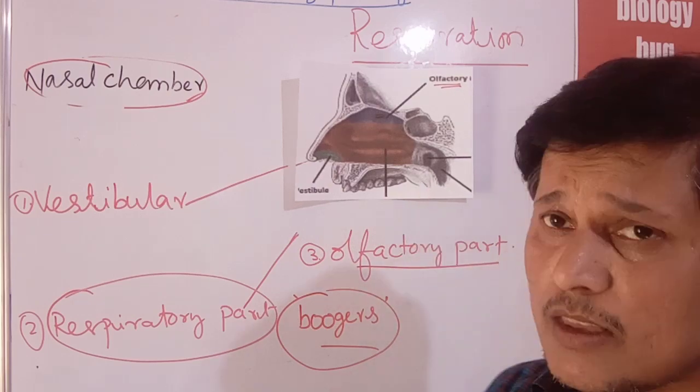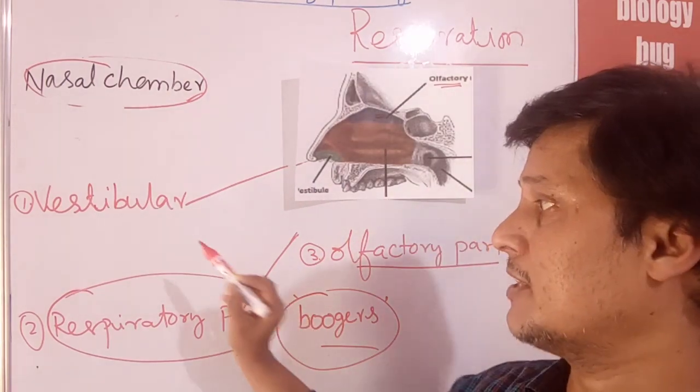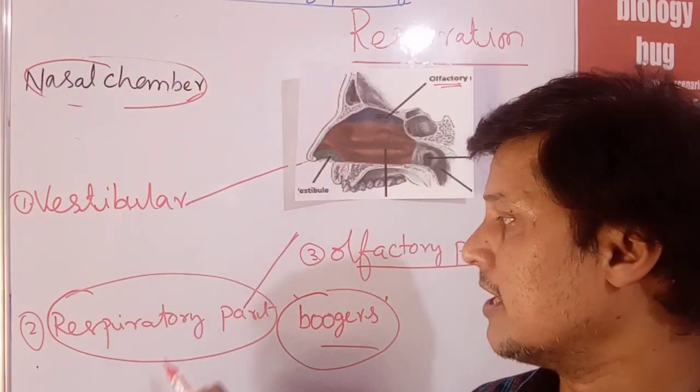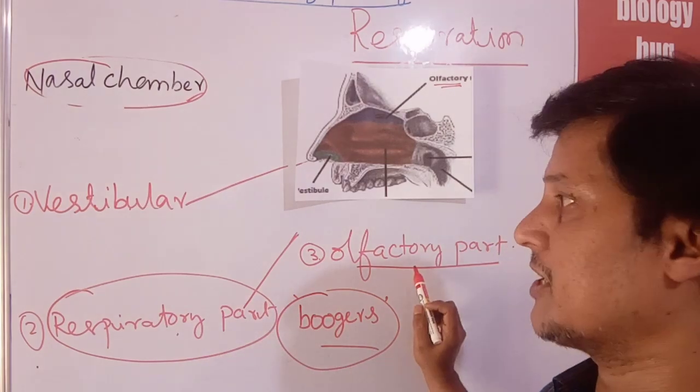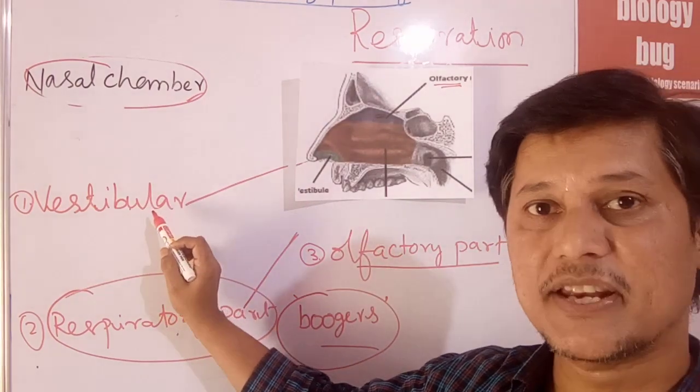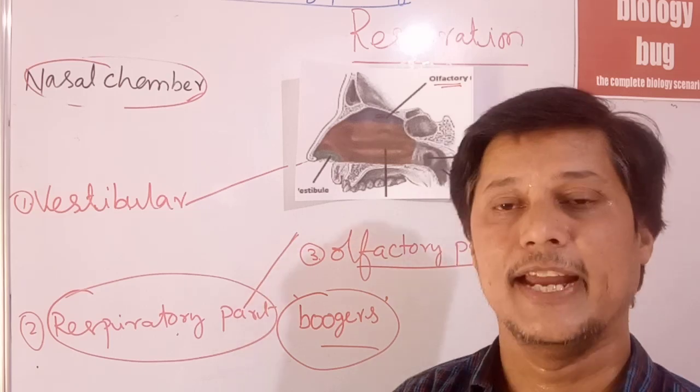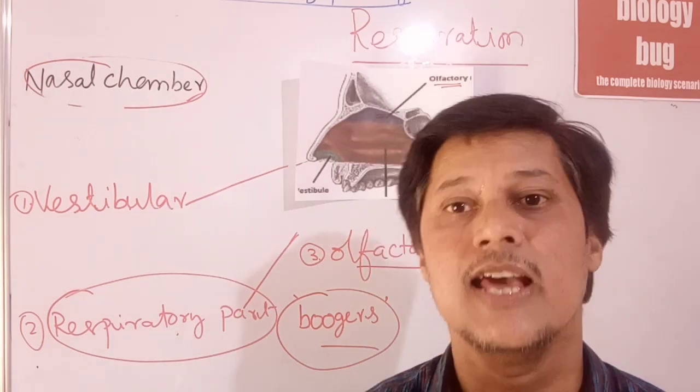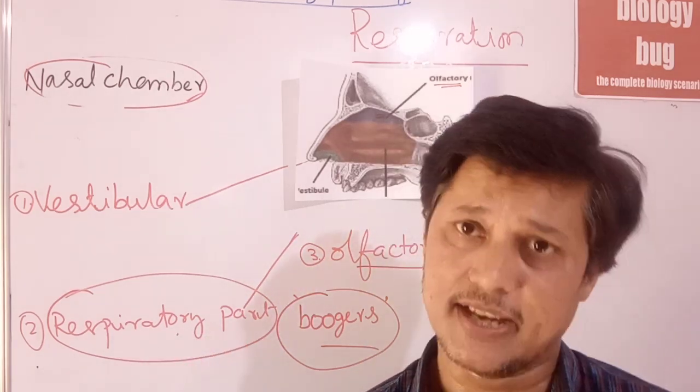So the nasal chamber divides into three parts: the vestibular part, the respiratory part, and the olfactory part. The vestibular part is the anterior part. It contains hairy skin, so it prevents and filters the inhaled air.